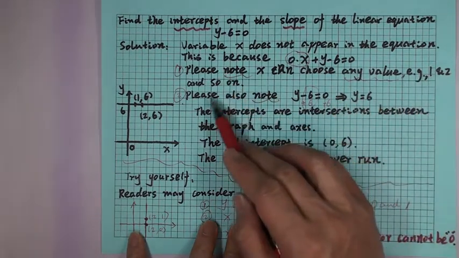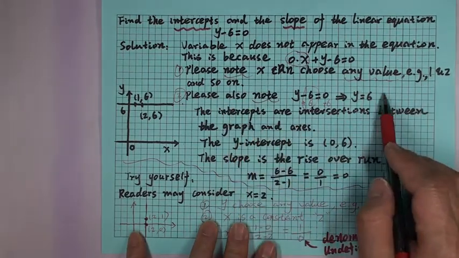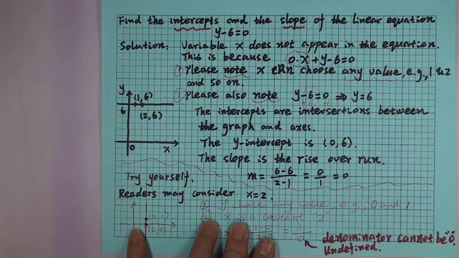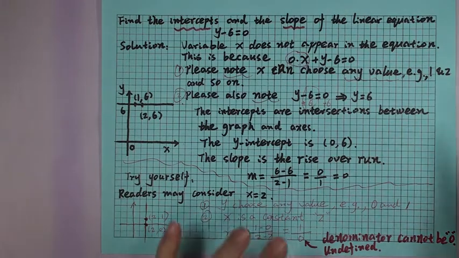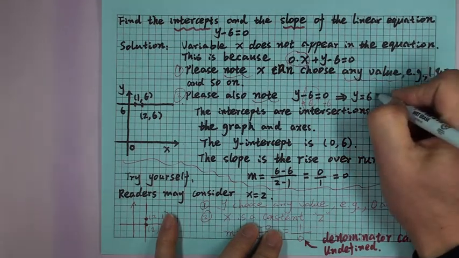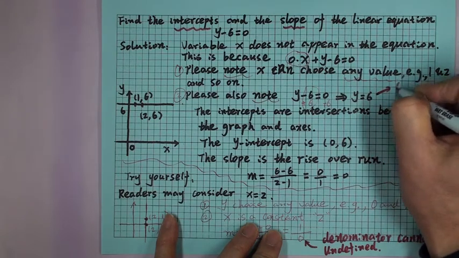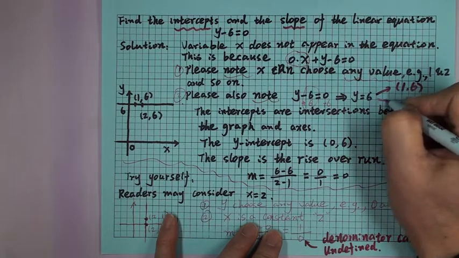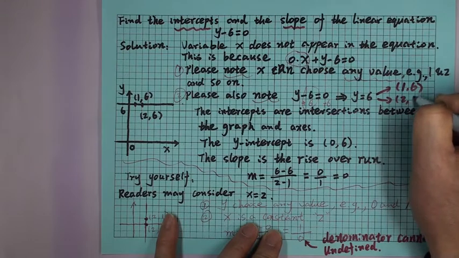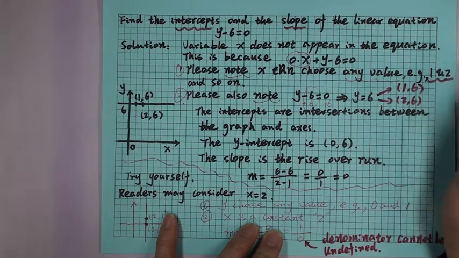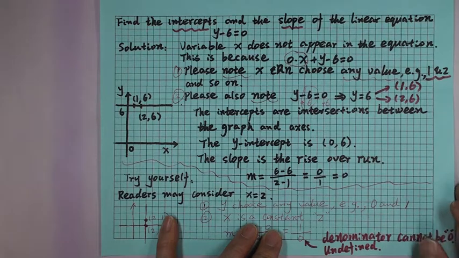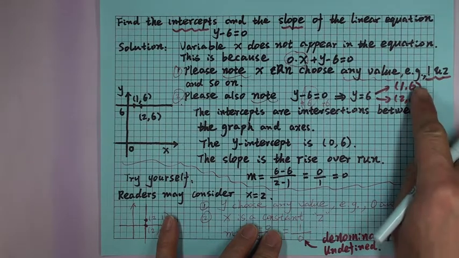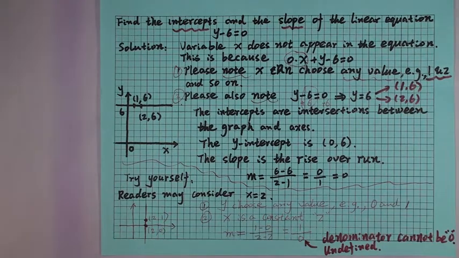With those two observations, then we may have a picture. For example, x can choose 1 and 2. Then you have 1, 6. That's 1 point. On the other hand, you may have 2, 6. Because x can choose 1 and 2 and whatever. Okay, 3, 4, 5, 0, something. So at least you have 2 points, 1, 6 and 2, 6.